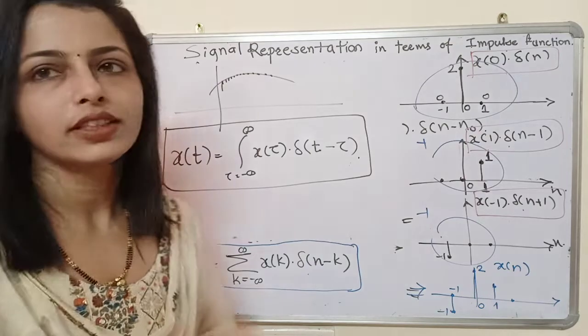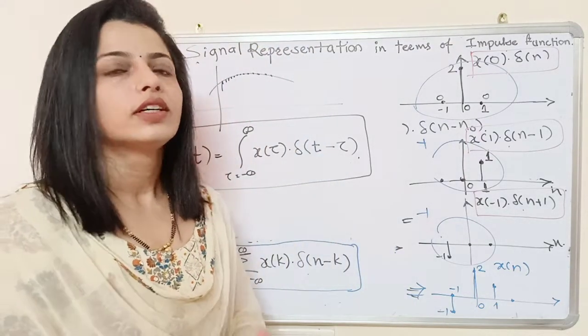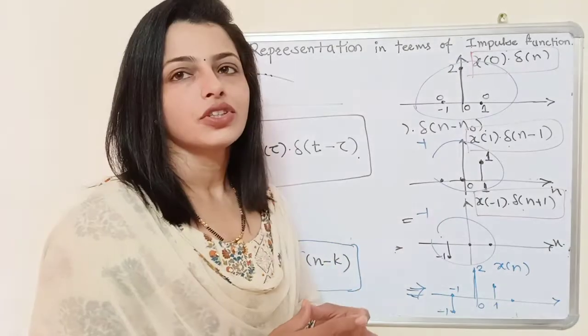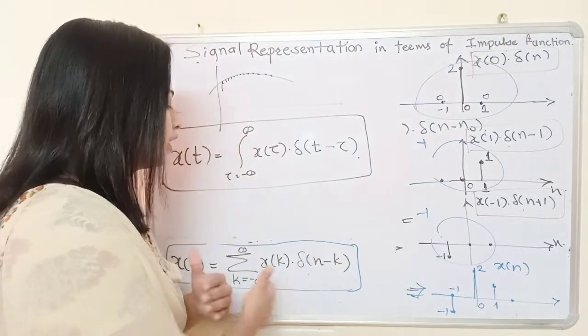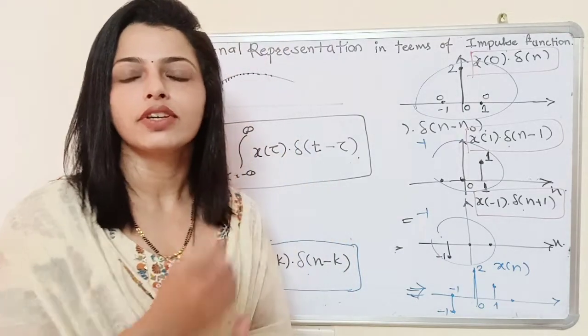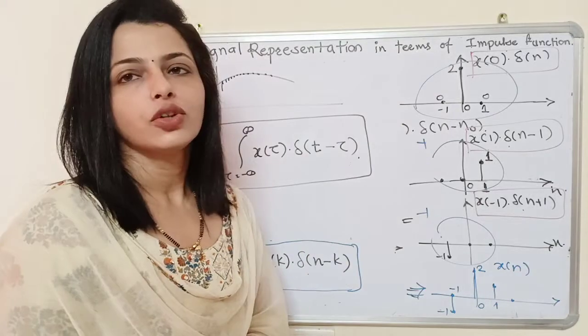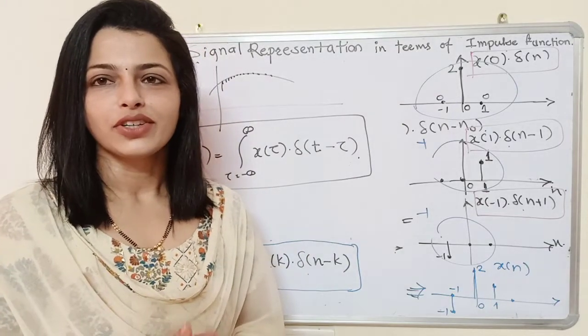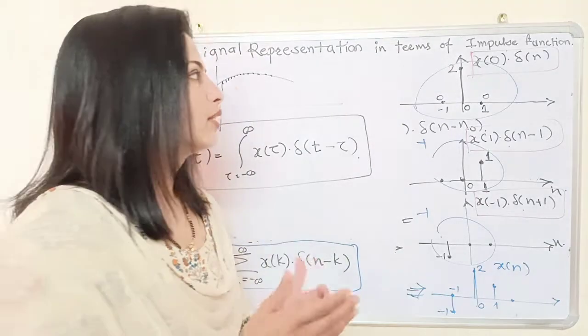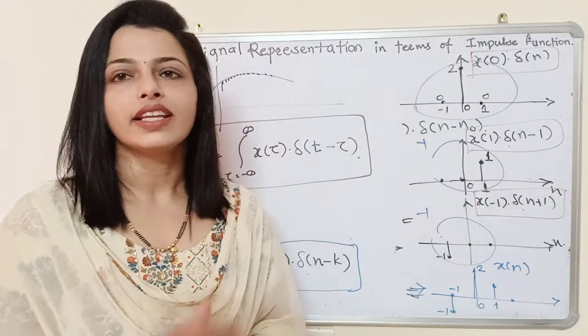So this is very simple how to represent the signal in terms of shifted impulse function. Okay, and it is weighted by that specific amplitude present at that specific moment, where we are multiplying this shifted version of impulse function. So this is like impulse function is acting as a basis to represent any signal.